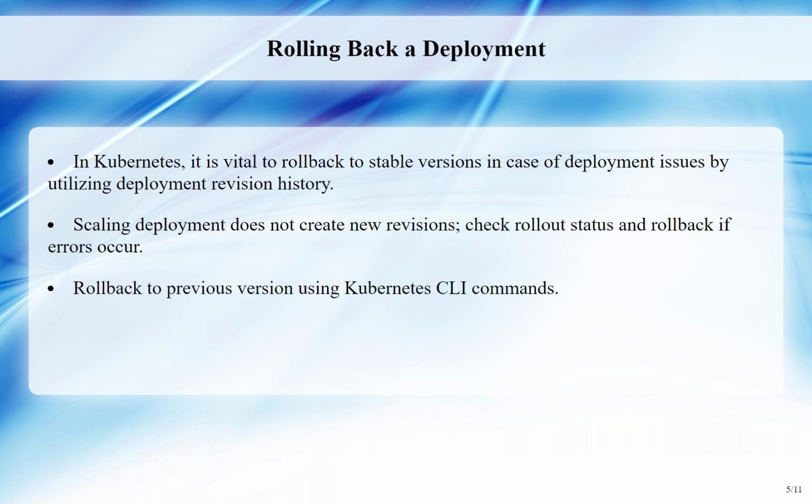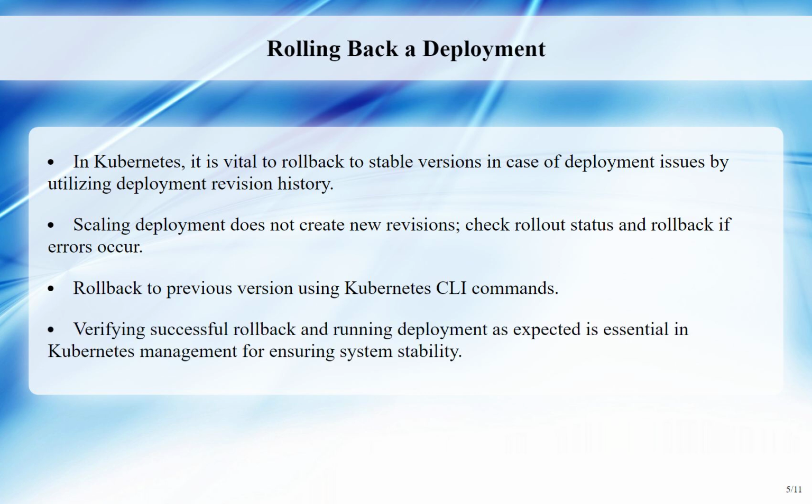To roll back to a previous version, the revision history of the deployment can be checked, and specific revisions can be rolled back to. Rolling back to a previous revision can be done using the Kubernetes CLI with commands such as kubectl rollout. This will generate a deployment rollback event, indicating that the deployment has been successfully rolled back to a stable version. It is important to verify that the rollback was successful and that the deployment is running as expected.